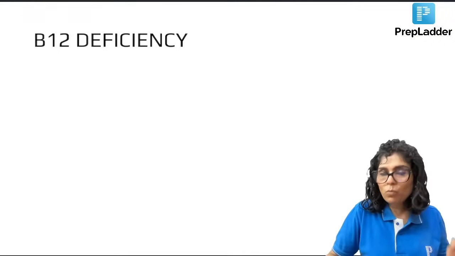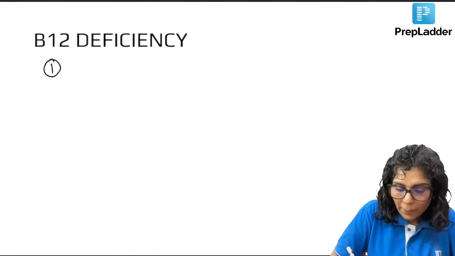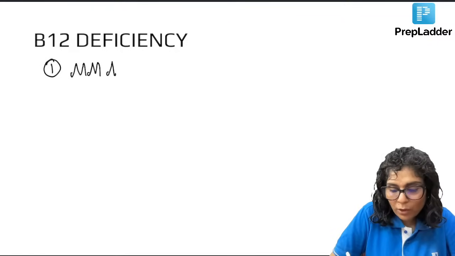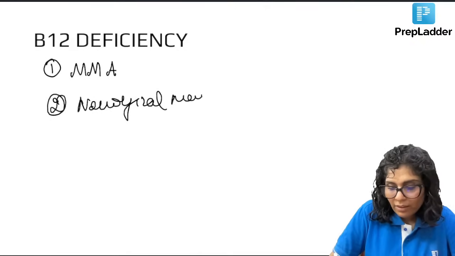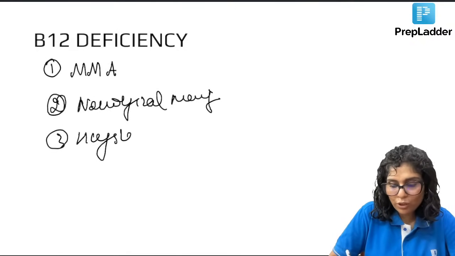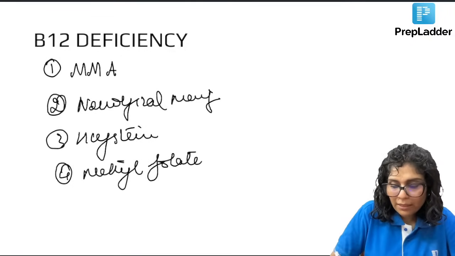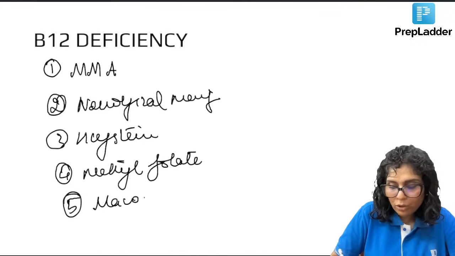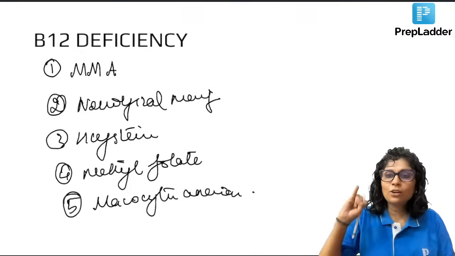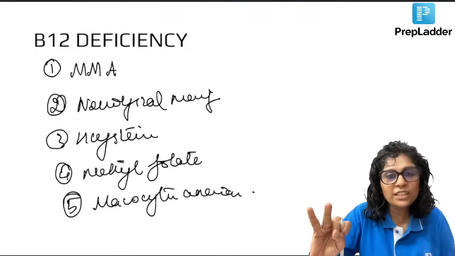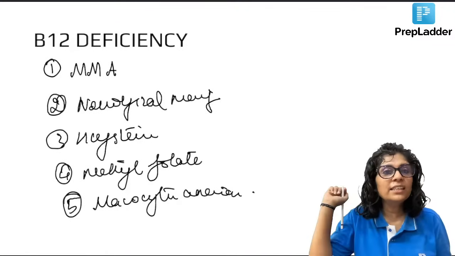So can you tell me what are the manifestations of B12 deficiency? Can you all answer this, everybody? B12 deficiency causes methylmalonic aciduria. It causes neurological manifestations, right? It causes homocystinuria. It causes methylfolate trap. This methylfolate trap is the reason for macrocytic anemia. Are you clear? Can you all repeat this? B12 deficiency causes methylmalonic aciduria and neurological manifestations. It causes homocystinuria, methylfolate trap, and macrocytic anemia.